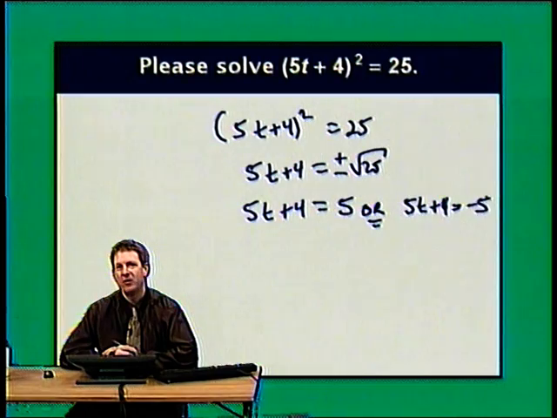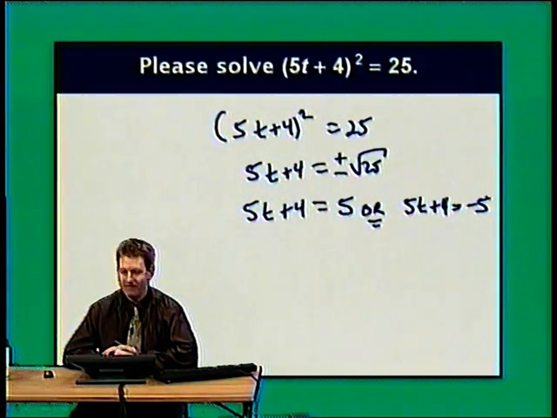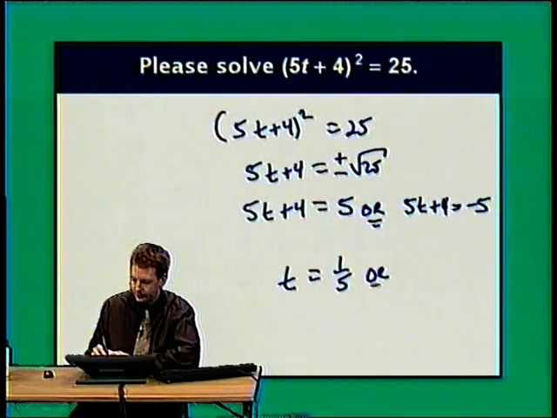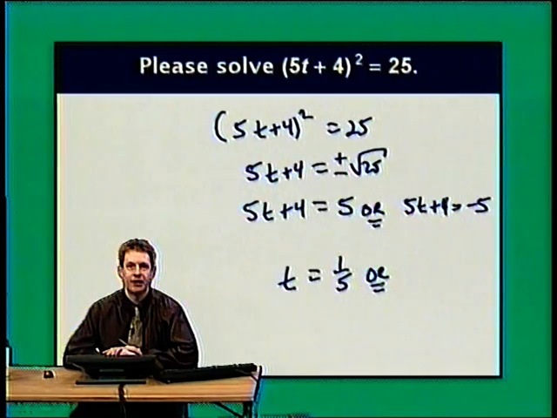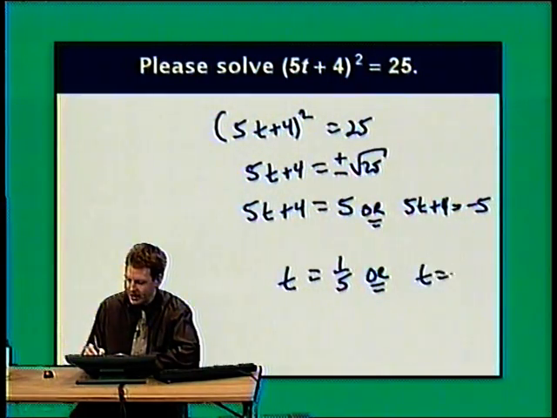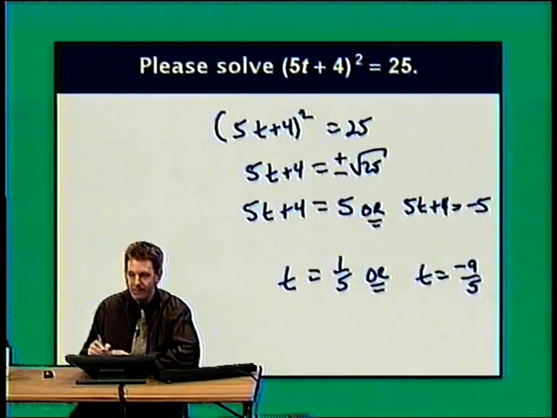I'm going to solve both these linear equations in my head. On the first equation, if I subtract 4 from both sides, I'll have 5t equals 1. And then when I divide both sides by 5, I'll have t equals 1/5. On the second equation, when I subtract 4 from both sides of the equation, I'll have 5t equals negative 9. And then when I divide both sides of the equation by 5, I'll have t equals negative 9/5.